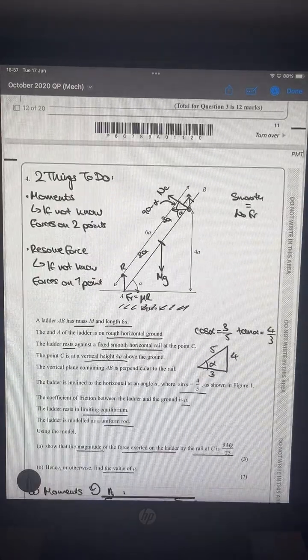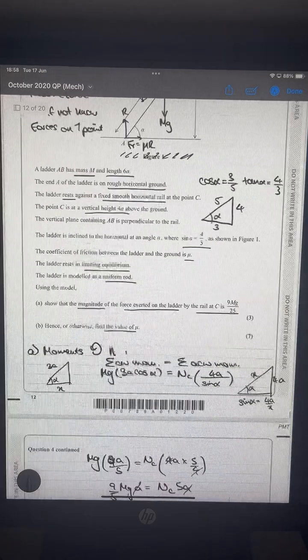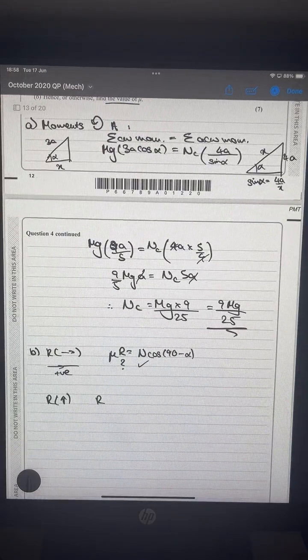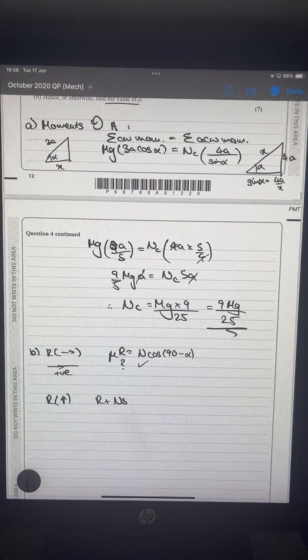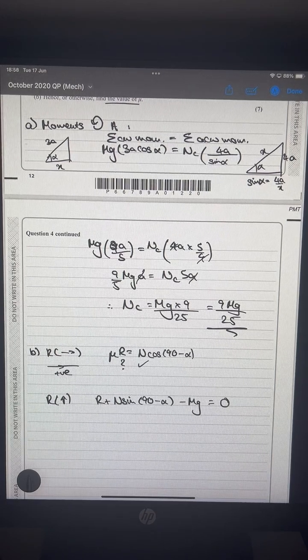So looking vertically, I have that R, which is this bit here, is equal to mg, or sorry, R plus this component here. You can see the vertical component of the normal contact force is also going upwards. So this would be N sine of 90 minus alpha, right? Because, imagine you're just putting that there, that's opposite. And you're subtracting mg. So if I put that as an equation, you have R plus N sine 90 minus alpha, the same angle I'm using, minus mg, because that's in the opposite direction. We know that that's going to be equal to 0. Why? Because it is at rest.